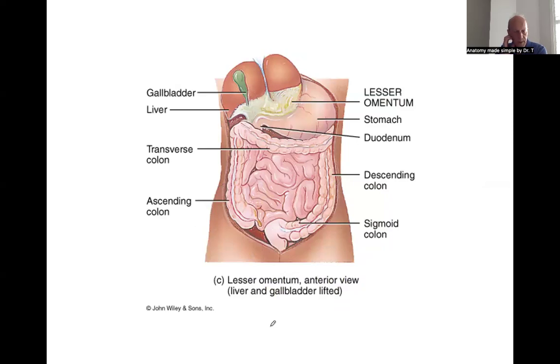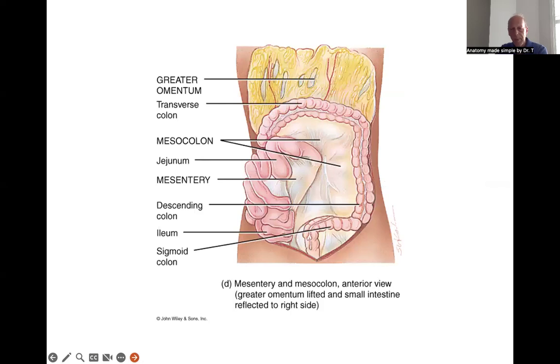Few more images, again, just for your own value. If you like them, use them. If not, just keep moving on. This illustrates what the lesser omentum is: the underside of the liver versus the lesser curvature of the stomach. Now you can see the entire large intestine: ascending, transverse, descending, and sigmoid colon. And in the middle, of course, multiple coils of small intestine, ileum and jejunum.